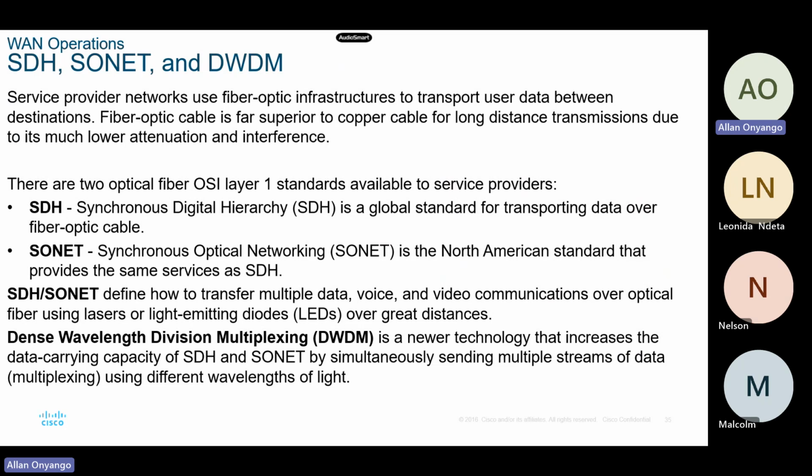Now, because there's more research going on, even within fiber optic, since this is one of the best things that ever happened to us, a technology called the dense wavelength division multiplexing, DWDM, is new in town, and what it has done is that it has increased the data carrying capacity of both SDH and SONET, okay? And that's why it can simultaneously send multiple streams of data using very different wavelengths of light.